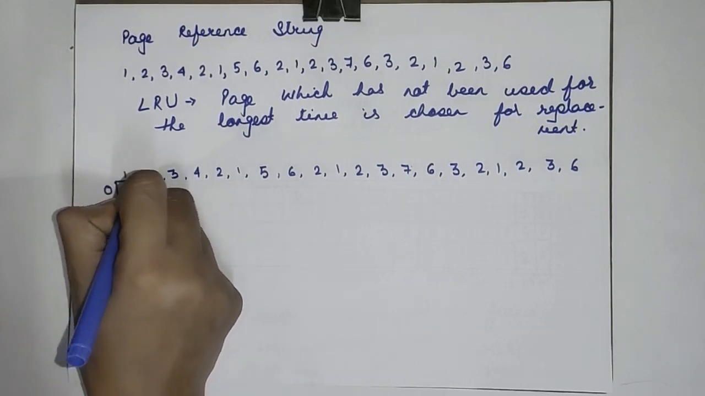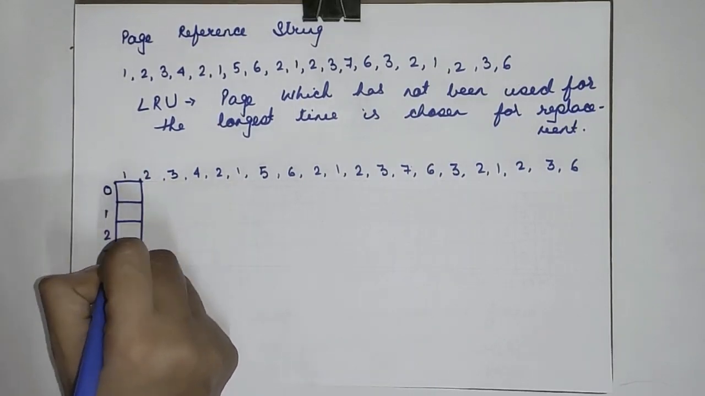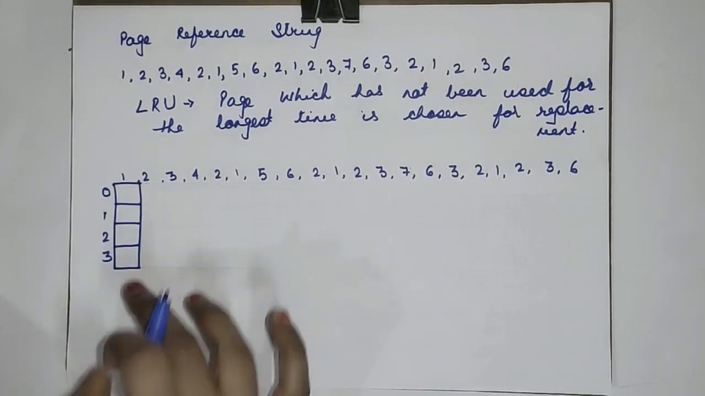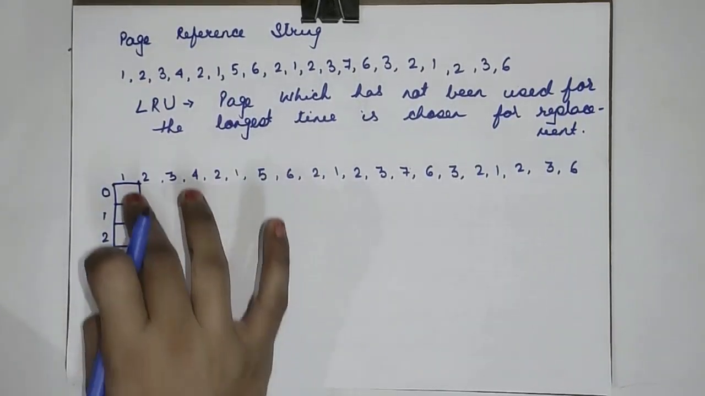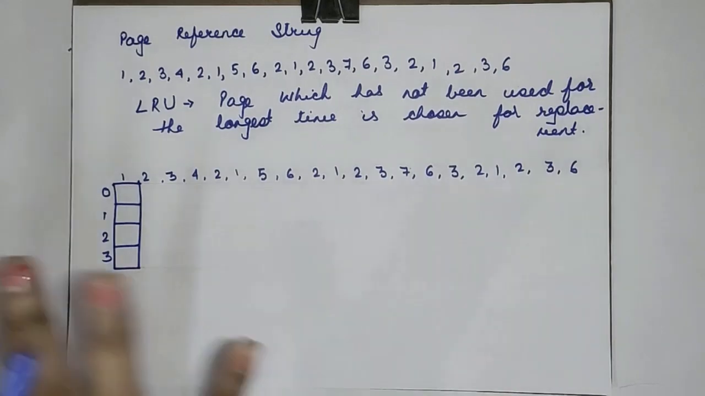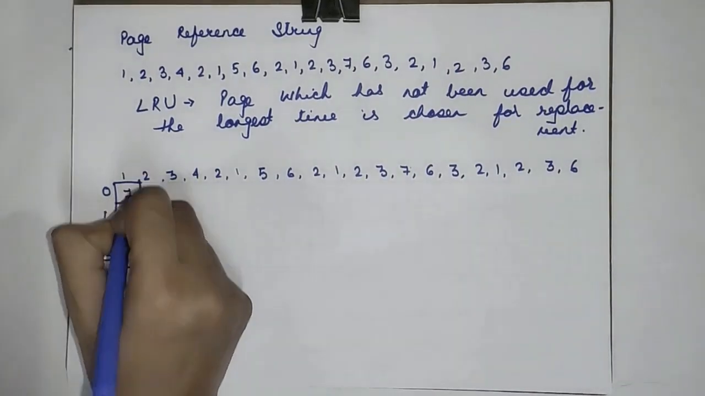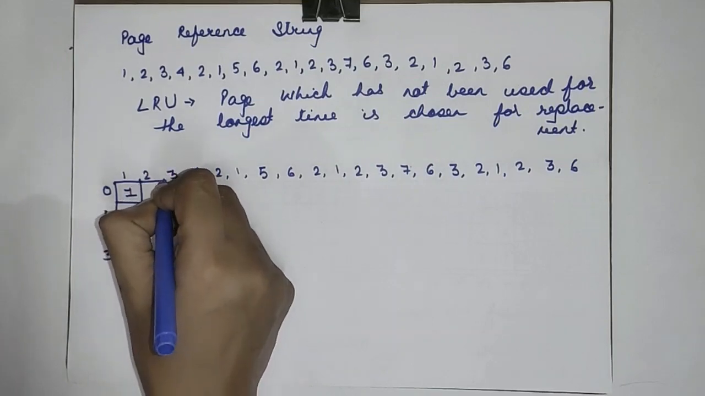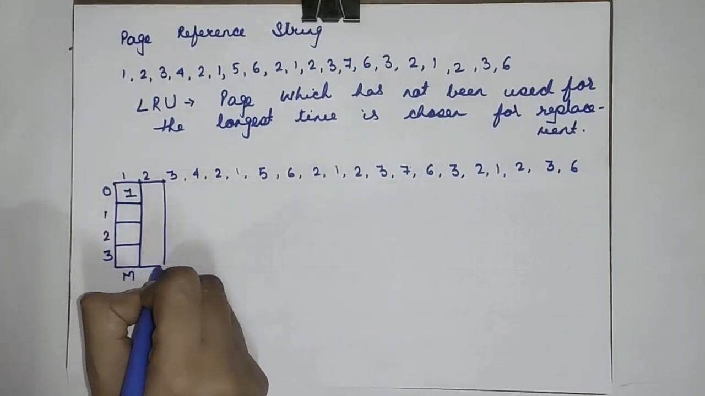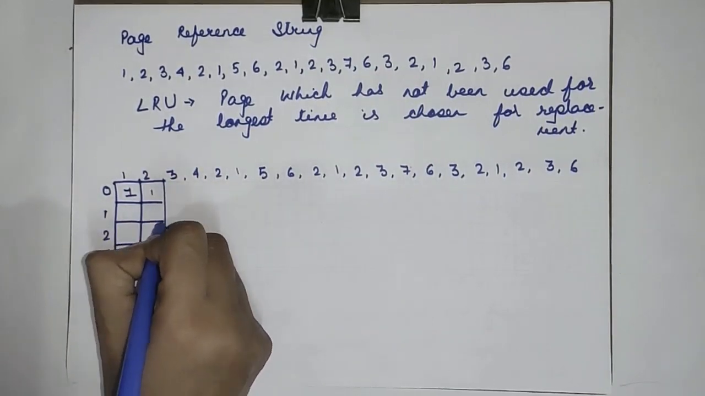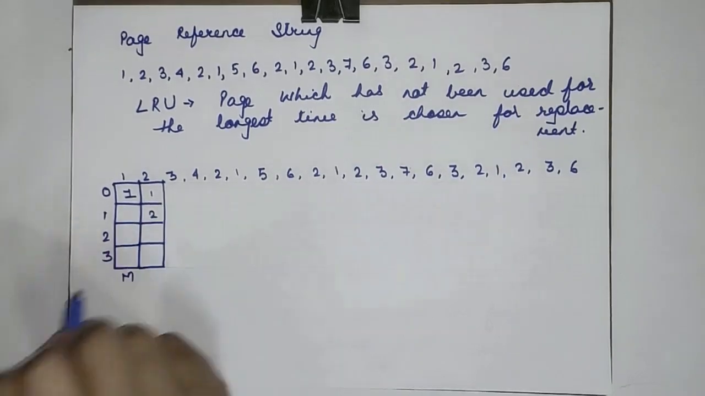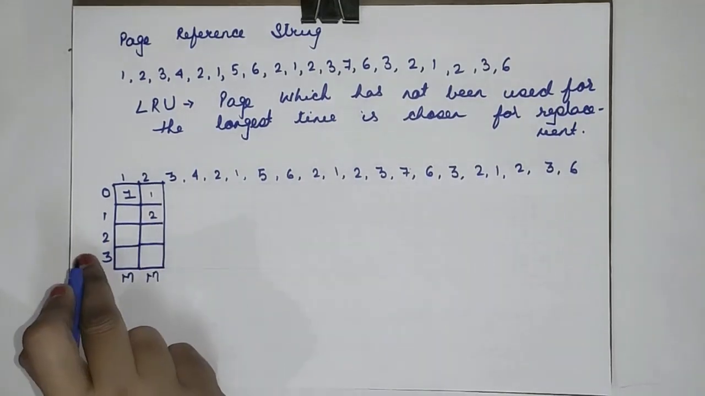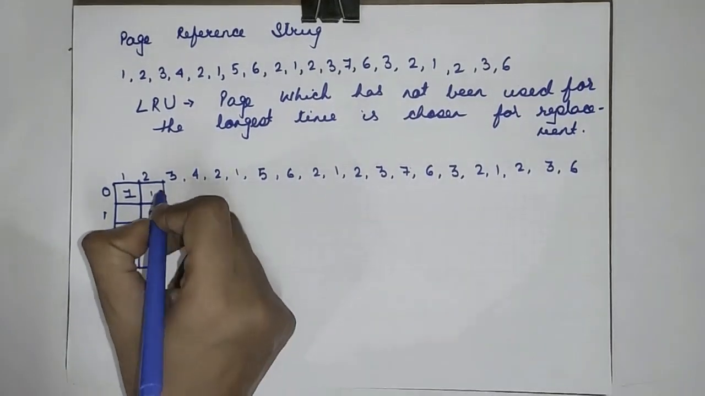So as we saw earlier, initially all the frames are empty and I have to insert the first page. So no difference from the past. I'll insert 1 and I got a miss. Next I need to insert 2. 1 is already here, so I'll insert 2. 2 frames are still empty, but this is a page miss because 2 is not already present in memory.